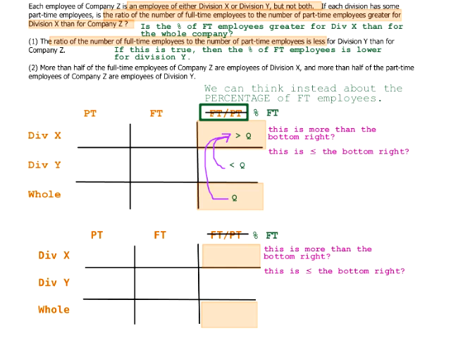But number 2, more than half the full-time employees are employees of division X, and more than half of the part-time employees are employees of division Y. So this means that division X has more full-time people than division Y does. So that is bigger, and this is smaller.